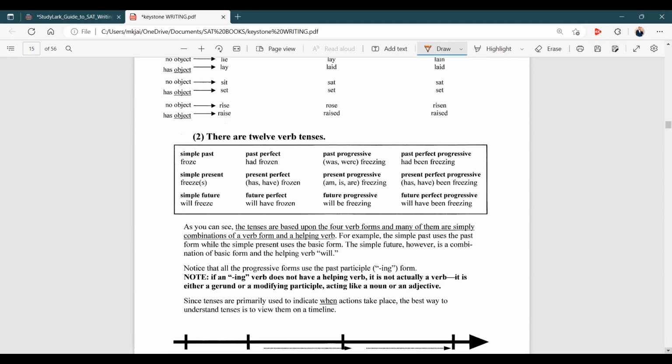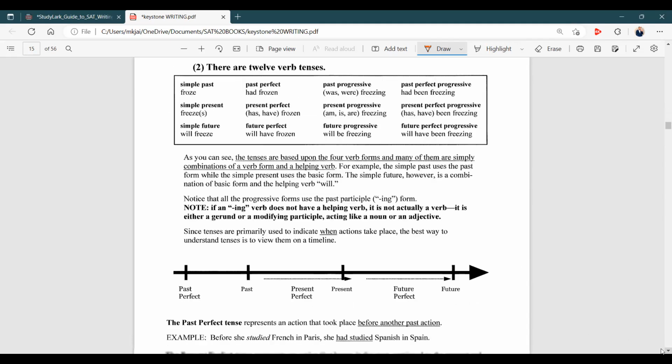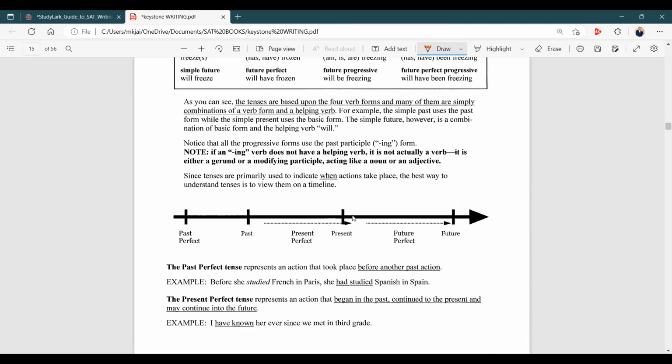But the last thing that we need to do is revise the tenses. I'm going to share Keystone. I want you to revise the tenses from the book. All right, that's the timeline. What can we say about the present perfect, the past perfect? That's what each tense represents.